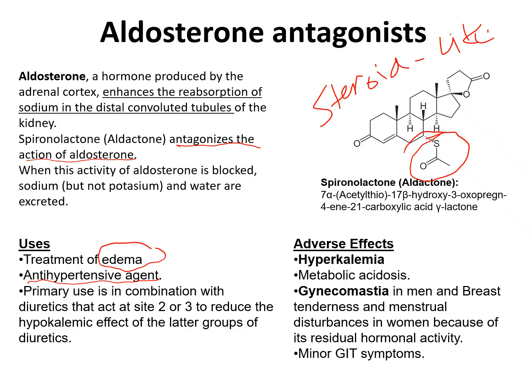The primary use is in combination with other diuretics, to act on the collecting duct or the distal convoluted tubule to reduce the hypokalemic effect. As we said, this is their most important use: they reduce the hypokalemic effect of the earlier groups of diuretics. Okay, so its use is mainly for its potassium sparing diuretic effect.